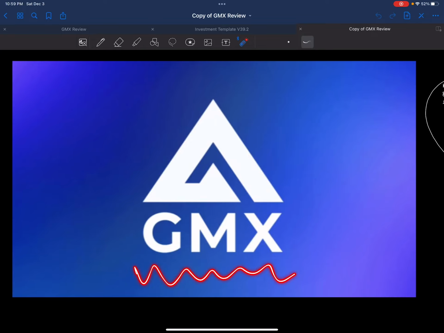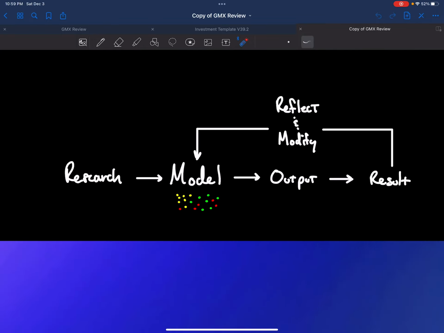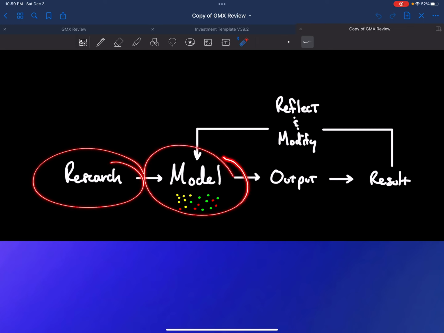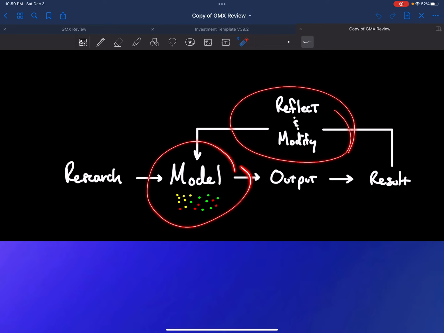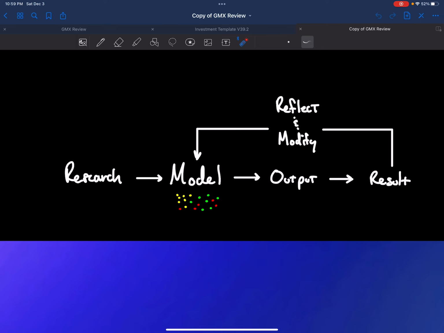Today we're going to review GMX. For those who are unfamiliar with my channel, what I do is I do research. I feed that research into a model. The model has an output and I weigh that output to reality, and then I reflect and modify the model to better correlate to higher ROI in the cryptocurrency space.